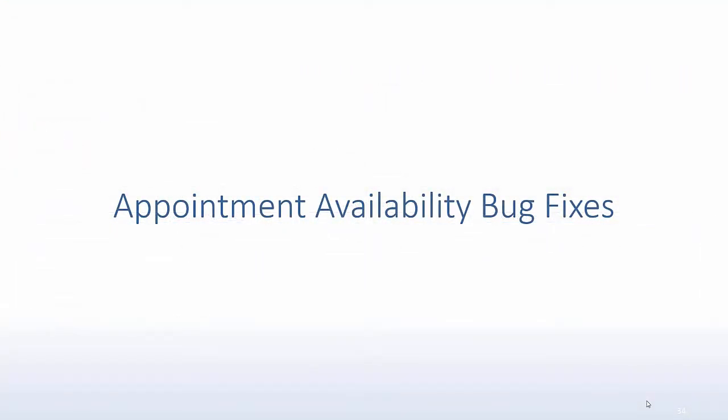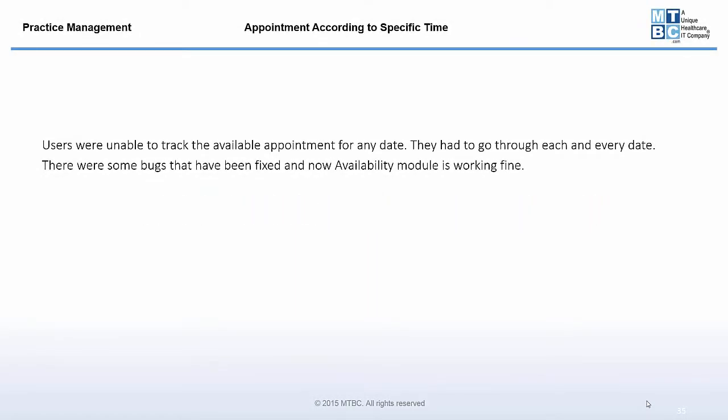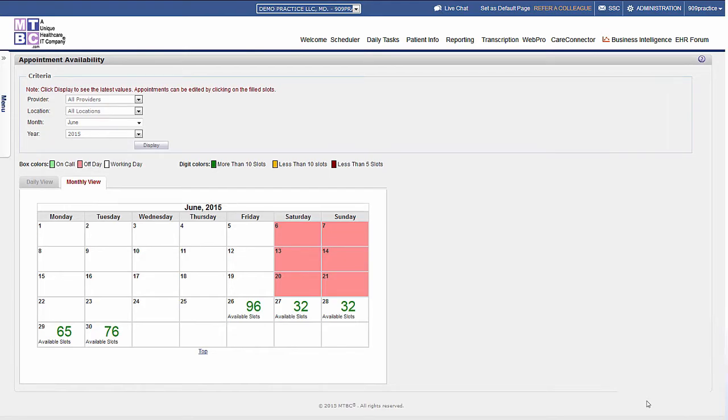The next change we have is appointment availability bug fixes. Before, users were unable to track the available appointment for any date. They had to go through each and every date. There were some bugs that have been fixed, and now the availability module is working perfectly fine. So this pretty much concludes the webinar session.